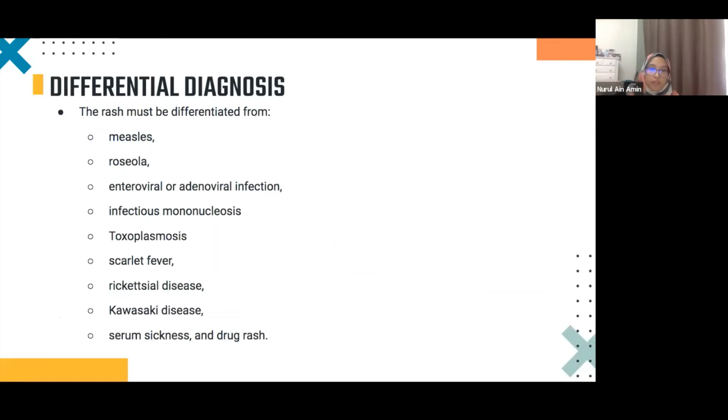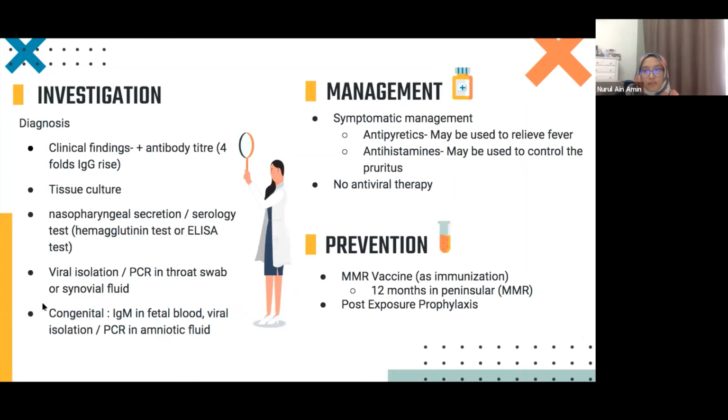The rash must be differentiated from other causes: measles, roseola, and so on. And how do we investigate? Diagnosis is confirmed by serologic testing, for example IgM, or a fourfold increase in IgG. So here, the antibody titer, we can do tissue culture and viral isolation. However, it's important to note that routine lab tests are non-specific and don't aid in diagnosis. Diagnosis of maternal infection must be confirmed serologically, since clinical diagnosis is not reliable in maternal infection.